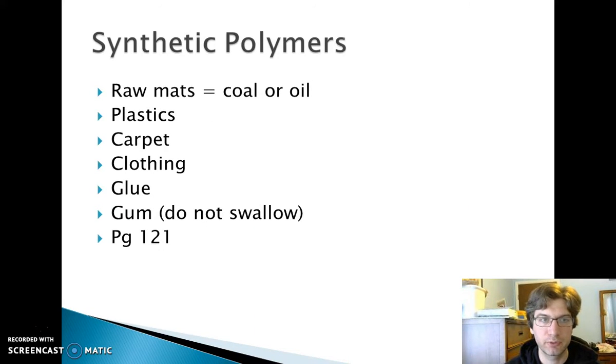We do have synthetic polymers as well. You can think of most of these as any of your fossil fuel type situations. Carbon is the main element in fossil fuels, so anytime we have fossil fuels coming into play, a synthetic polymer is what we're using. So your raw materials are coal and oil, and you can think of anything that we use coal and oil for is going to be a synthetic polymer. So that includes plastics, carpets, clothing such as polyester, and glues, and gum. Right? You can look on page 121 for further reference to that as well.